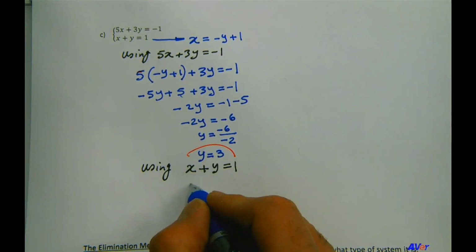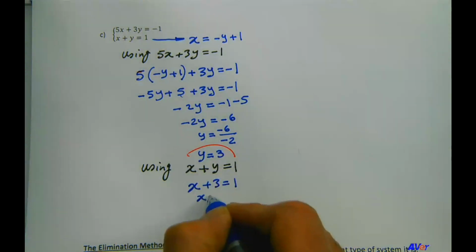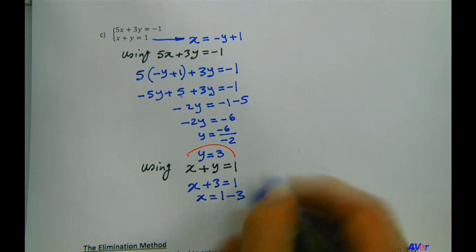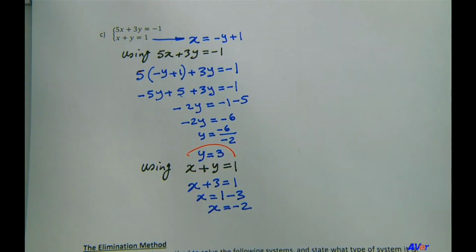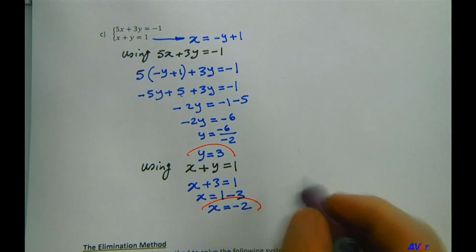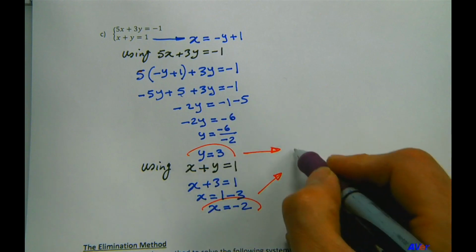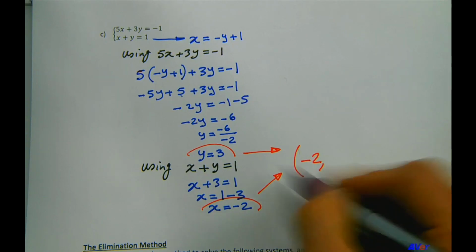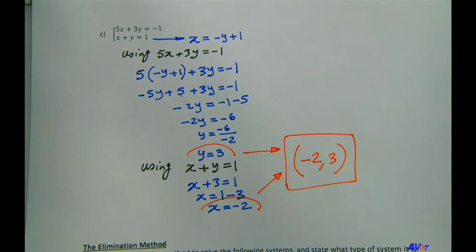So we have x plus 3 equals 1. Let's move the positive 3 to the other side. When we do that, this becomes minus 3. And then, of course, x equals negative 2. Okay, so we found the x and y. So that system has a unique solution at the point negative 2 comma 3, like that.